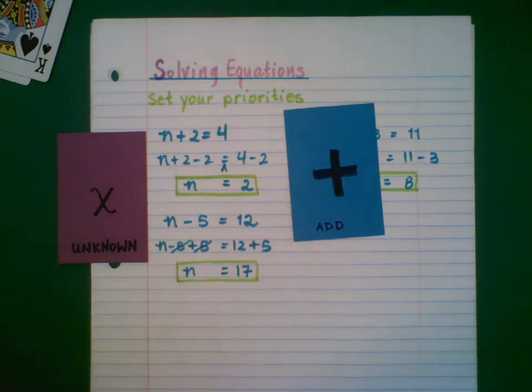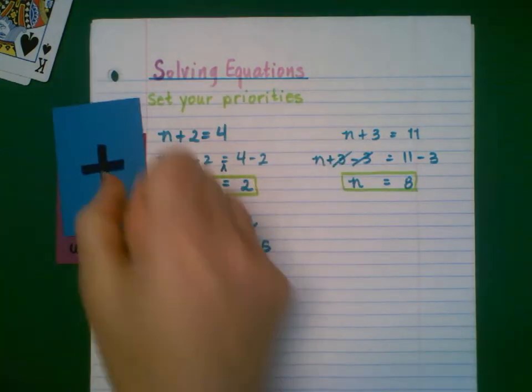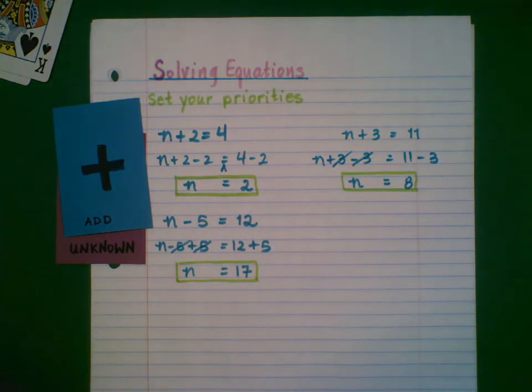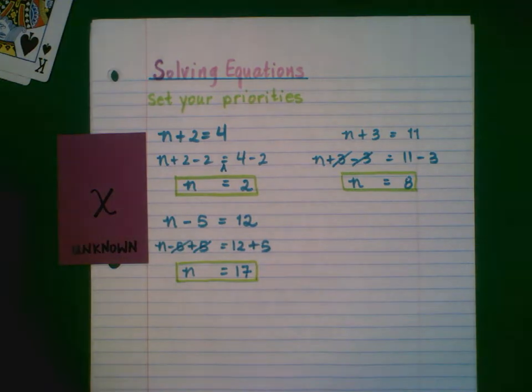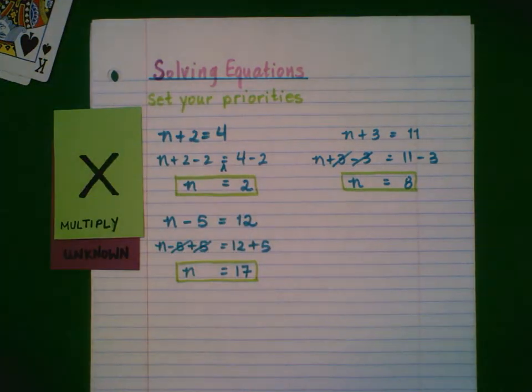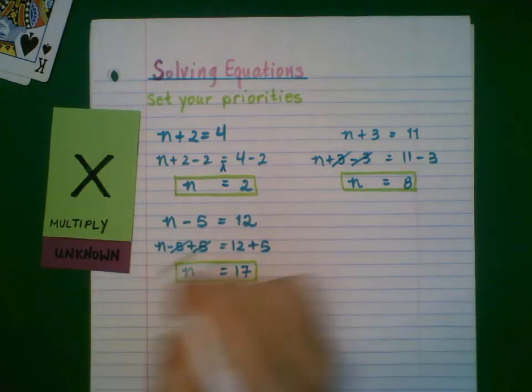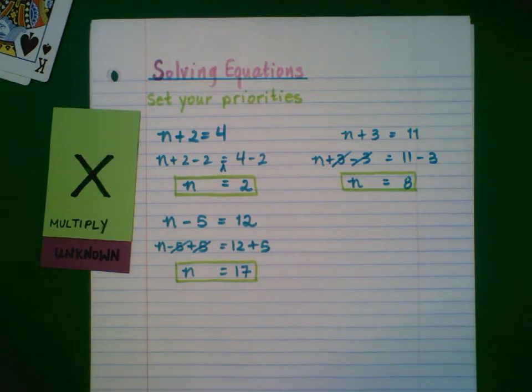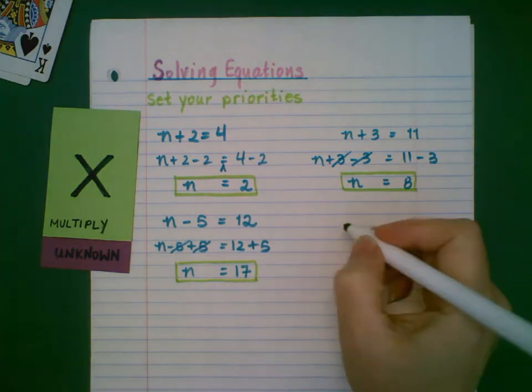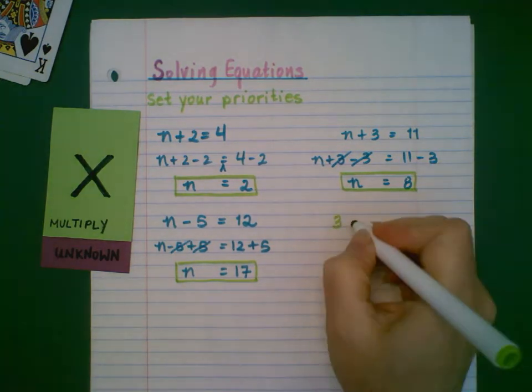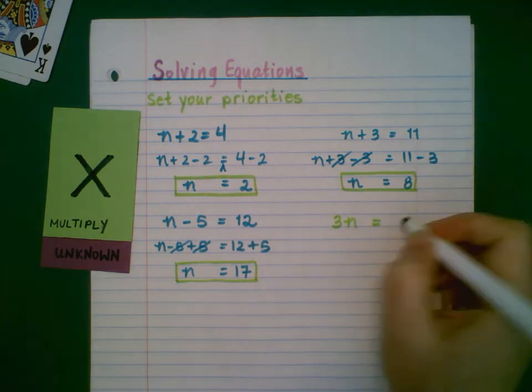That's a simple one-step equation with just the purple and the blue cards. All right, let's look at another one-step equation. But this time we're going to use purple and green. So I've got an unknown that's been multiplied by some value. I'll say 3n is 21.